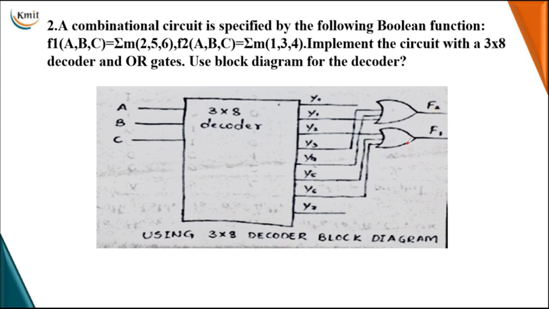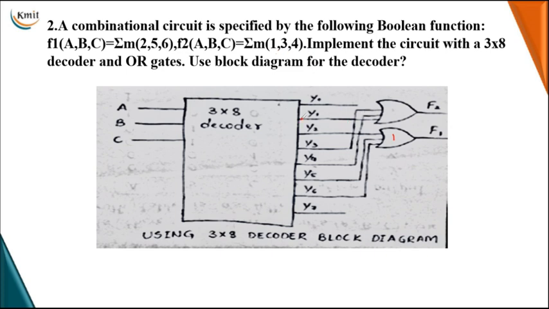So now f1 inputs are transferred or connected from the outputs of your y2, y5 along with y6. So as we have connected here, y2, y5 and y6 are the inputs of your first OR gate, which can implement your function f1. Next, f2 will give you the summation of 1, 3, 4.